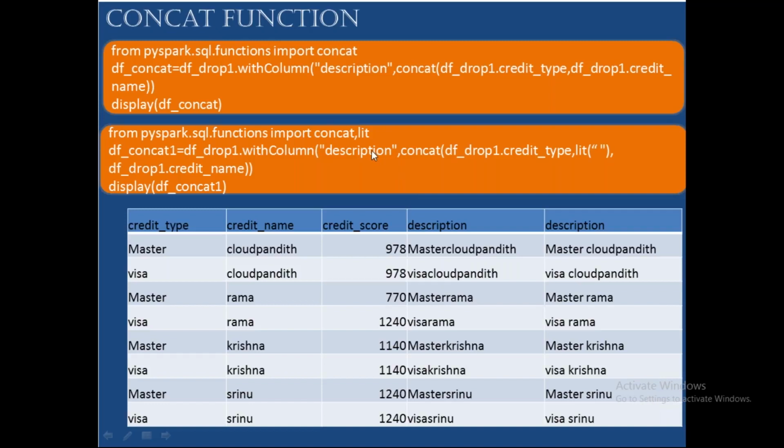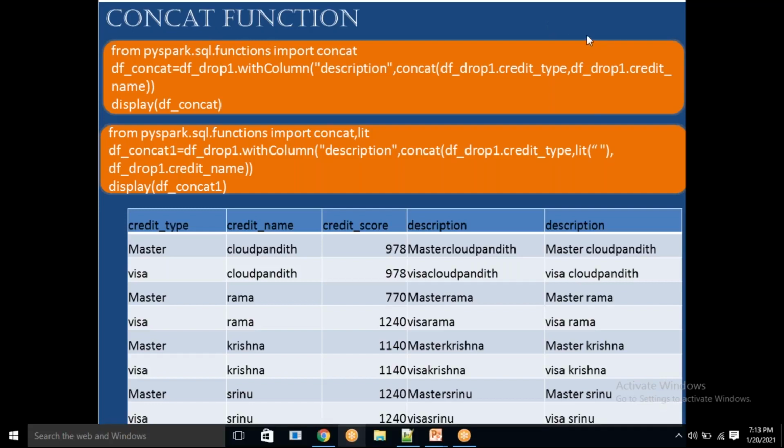Now you see, in this description, concat df_drop_one dot credit_type comma lit with a space. After printing credit type, you are giving the space, then you are printing the credit name: master space cloud pandit. In the next column you have added, master space cloud pandit, visa space cloud pandit, master space rama. Understood? You are getting some space here. Lit of hyphen, if you have given, will give master hyphen cloud pandit, visa hyphen cloud pandit, master hyphen rama. Like that it will give the result.